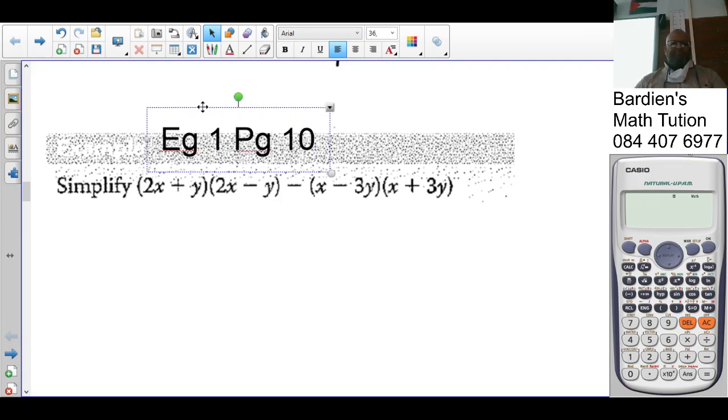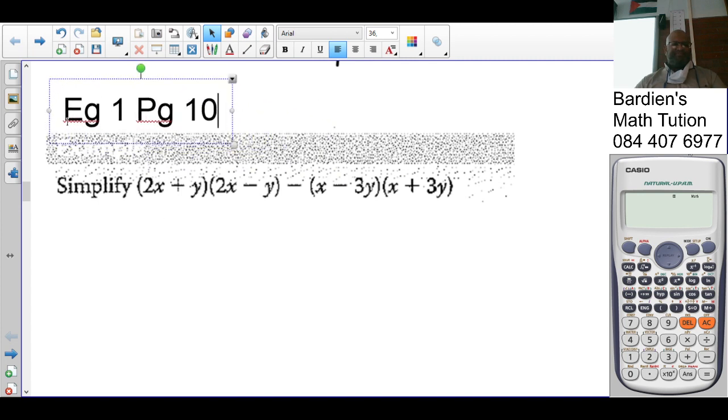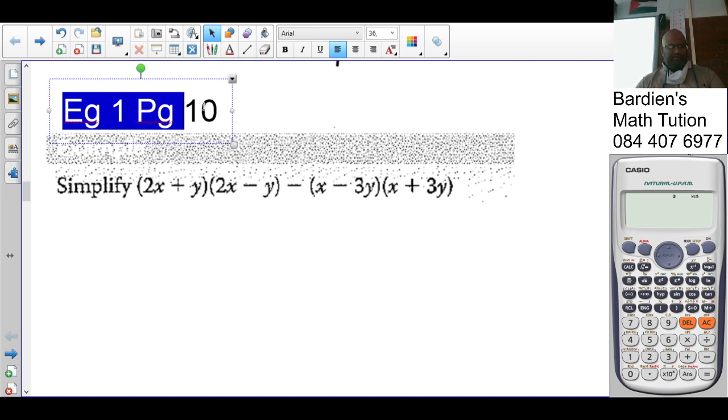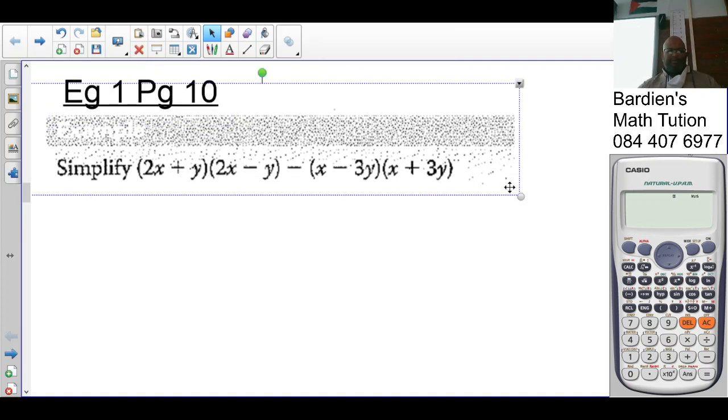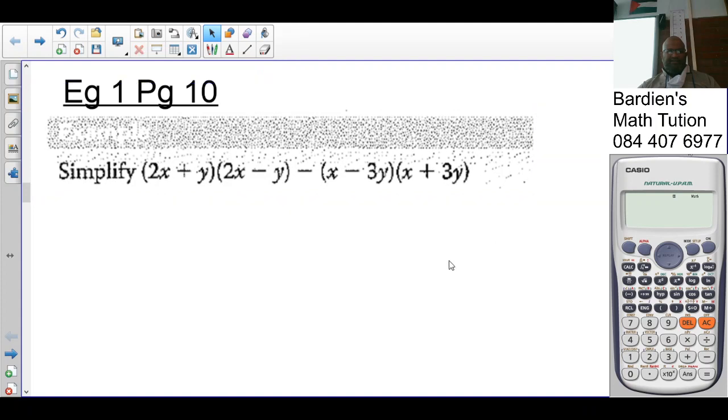The first example on page 10. Okay, write this down. You can attempt it. Question says simplify.